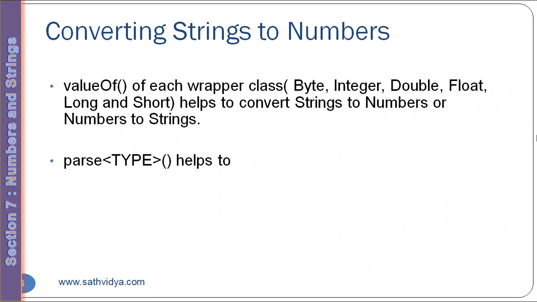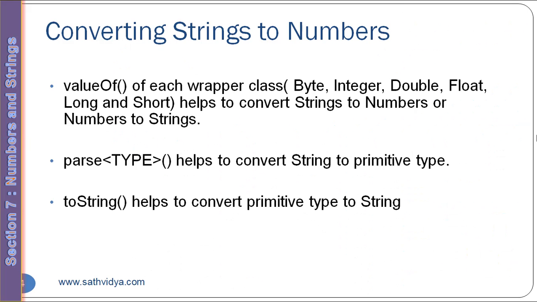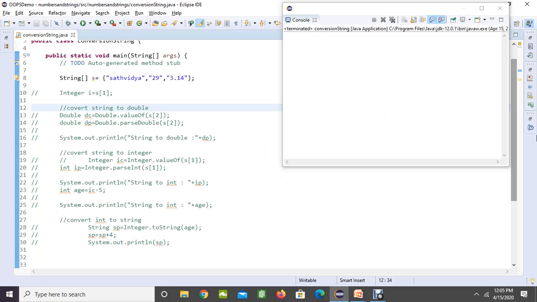And also we have parseType, where the type might be Integer, Double, Float, any number type, which converts a string to the primitive type. And we have another method called toString, which helps us convert a primitive type to a string. Now let's go to Eclipse and see how we are going to do that.